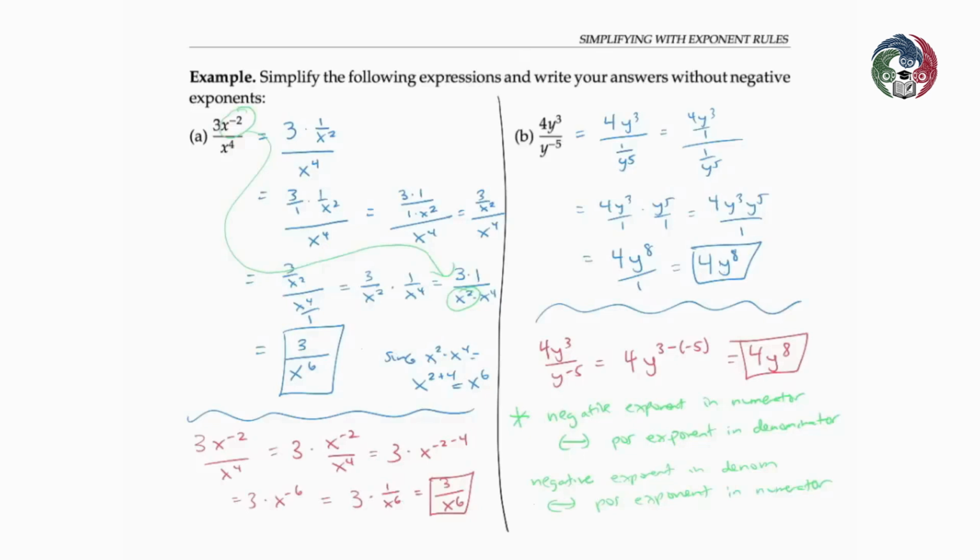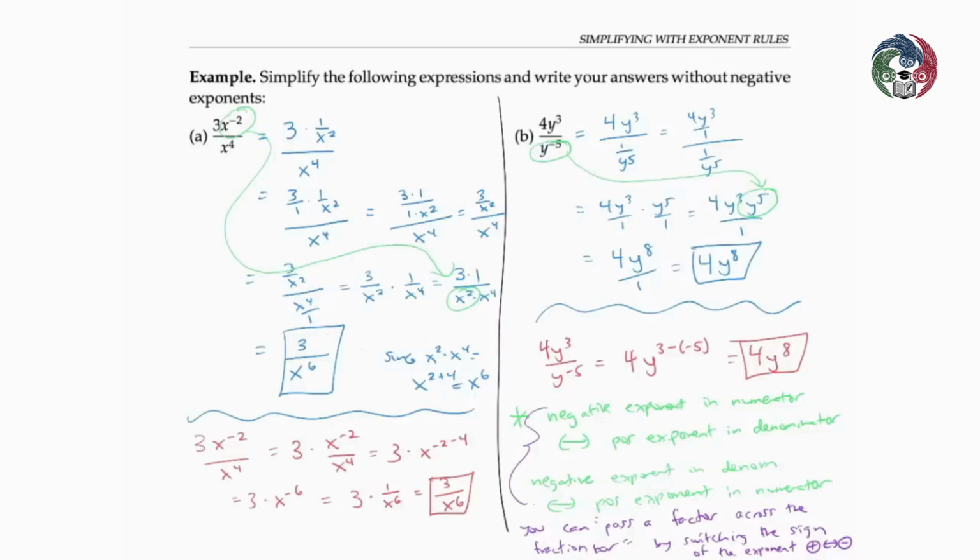That's what happened when we had the y to the negative 5 in the denominator and translated into a y to the positive 5 in the numerator. Sometimes people like to talk about this principle by saying that you can pass a factor across the fraction bar by switching the sign of the exponents. That is, making a positive exponent negative or a negative exponent positive.